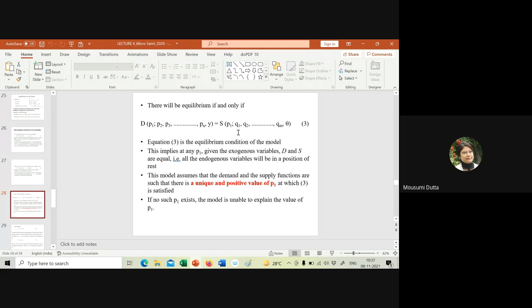Now, when I talked about the determinants of supply, I considered price as the endogenous determinant. I considered input prices and technology as exogenous determinants. So the small q1, q2 to qm are the prices of the inputs and theta is the technology. There may be some other determinants of supply as well. However, we are not bringing those exogenous determinants into our analysis.